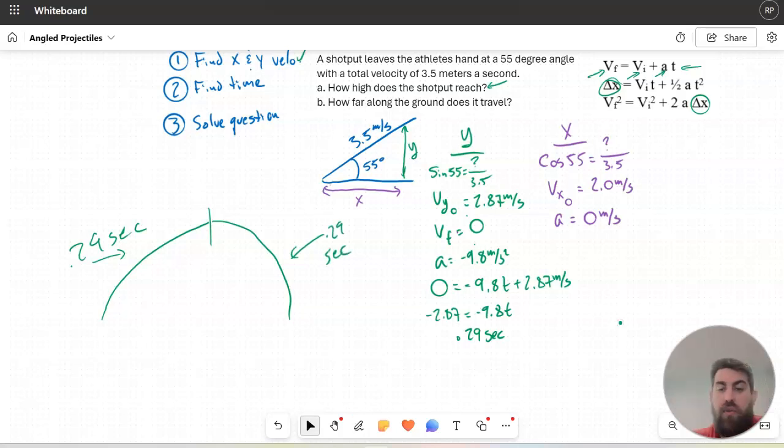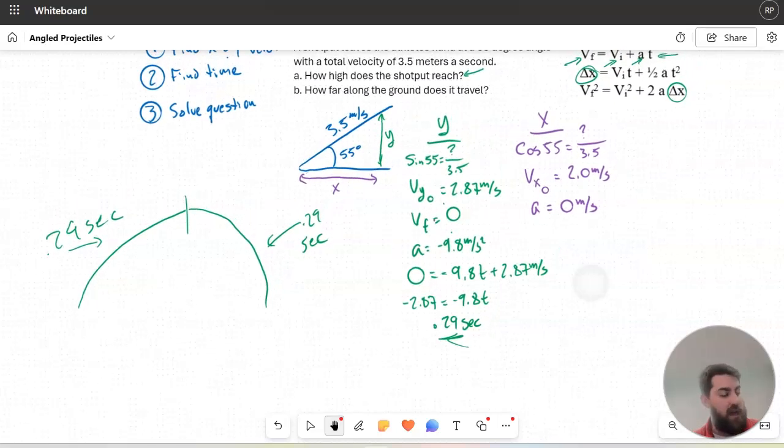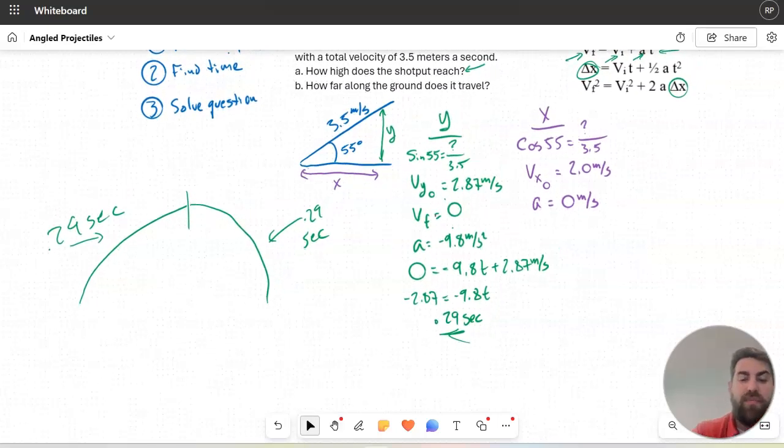So now we're looking for a y distance, right? How high does it go? We're looking for a y, and it only takes this much time, so we don't have to double it to find the high point because it takes 0.29 seconds to reach the high point. You can use either formula. I'll set them both up now.